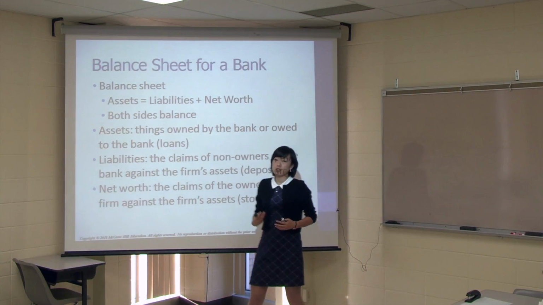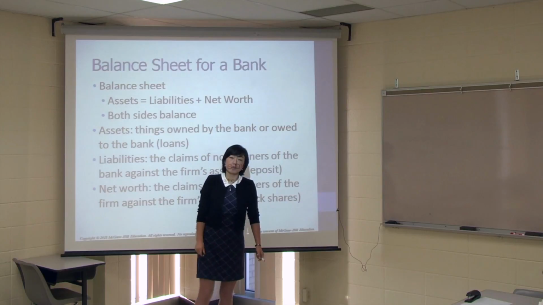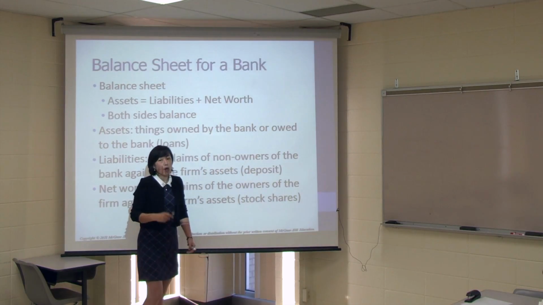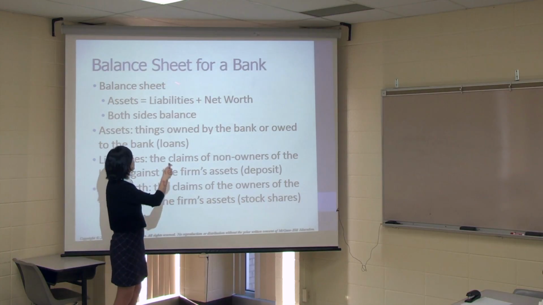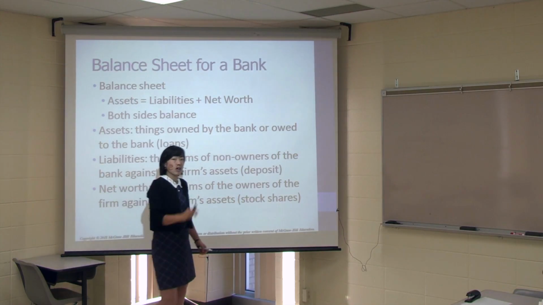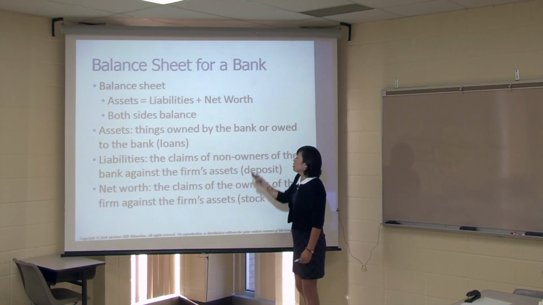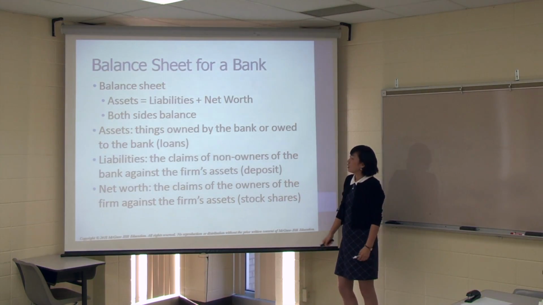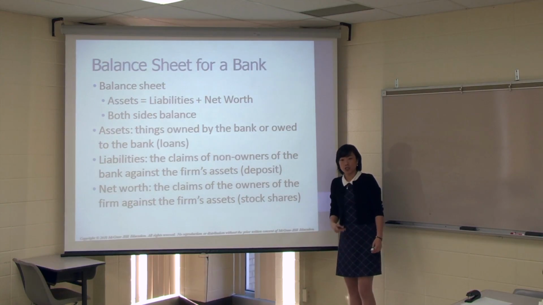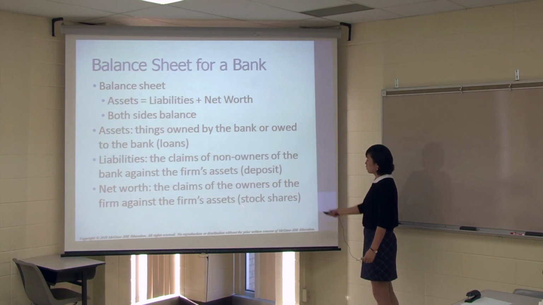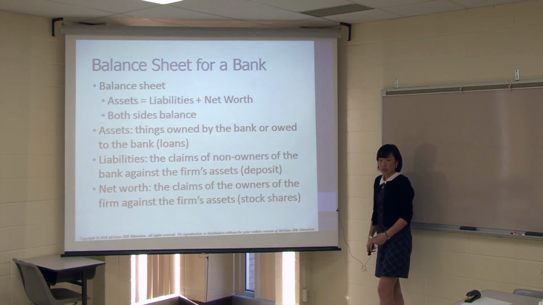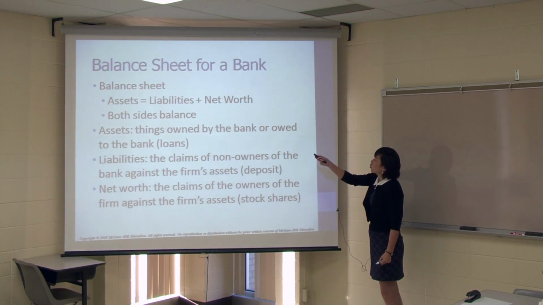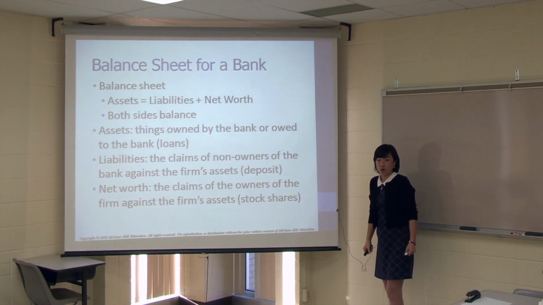If you deposit $5,000 with a commercial bank, say Wells Fargo, then Wells Fargo owes you $5,000. This is their liability. They need to put it on the right side, underneath the liability. Another one is called the net worth. If you have purchased stock shares from Wells Fargo, then they owe you the money. So this is the net worth. We put it on the right side as well.